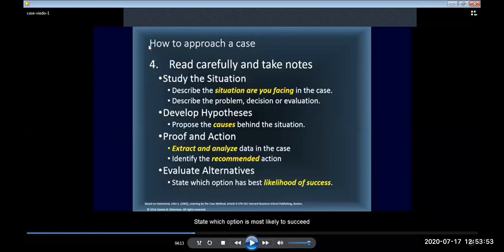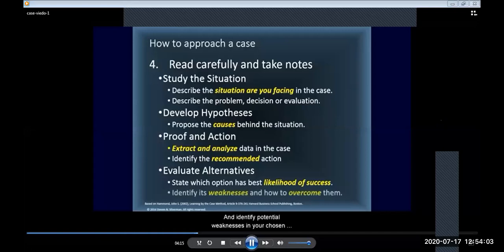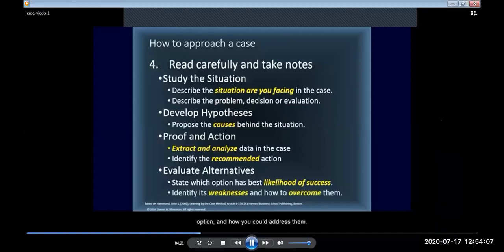That will evaluate the likelihood of success. Which option is most likely to succeed? And identify potential weaknesses in your chosen option and how you could address them.